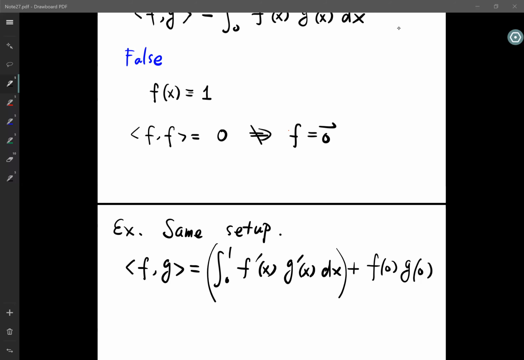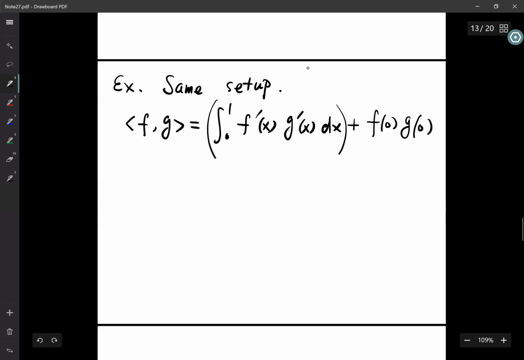Okay, so this is again a tricky question. So the answer is about half-half. So let me say again, we check. So 1, 2, 3 has been checked. Now we check 4. So to check 4, we have f is a polynomial. We consider the inner product with itself is equal to 0.